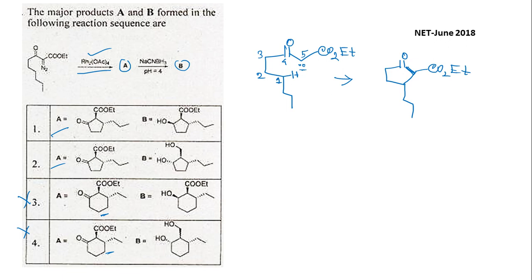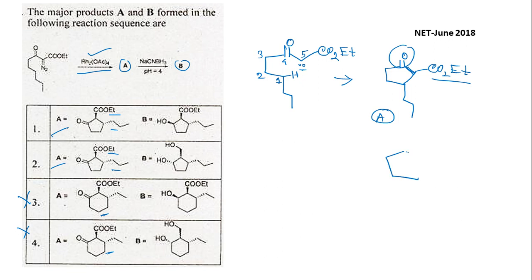And here we don't have to bother about stereochemistry, because in both cases you can see these two are trans, so we don't have to choose anything. Now once it is formed, that is the structure of A, next we have NaCNBH3. Now this reagent is ideal for imine reduction, but as we have a keto carbonyl and an ester carbonyl here, they will not be reduced, only this part will be reduced.